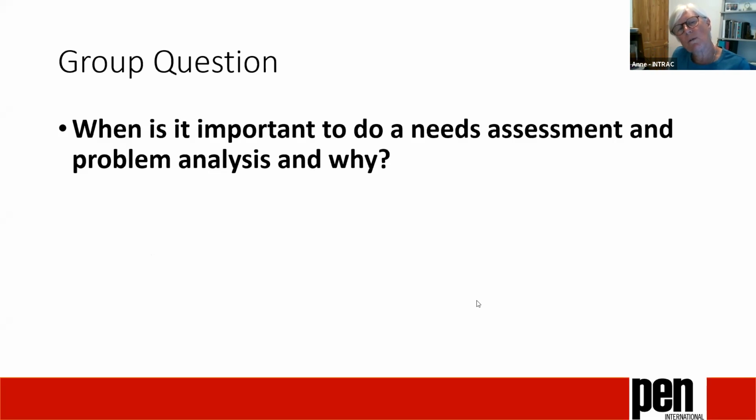I think one question we have to think about is, what if we haven't done it? Can we do a needs assessment? Do any of you think we could do a needs assessment even if the project has started and we forgot to do it or didn't have the resources or the capacity to do it at the beginning? Do you think it would be okay to do it later into the project?